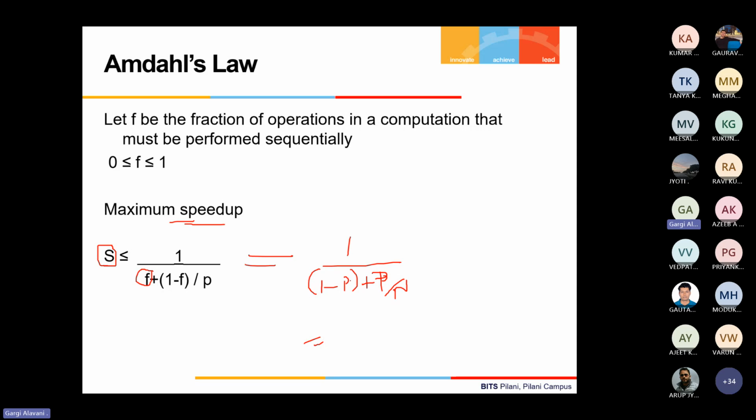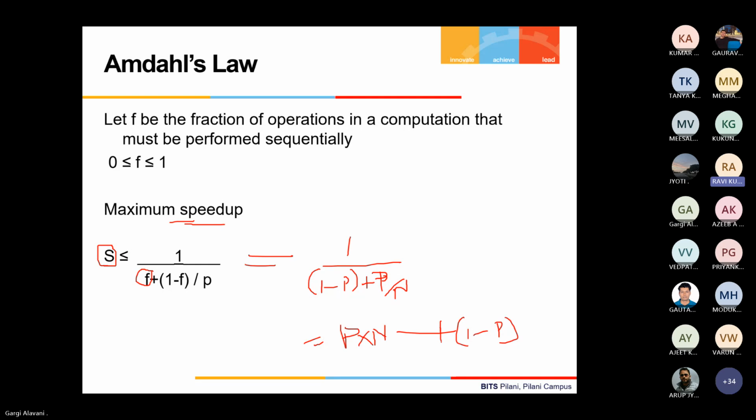And in Gustafson's law, it is P into N plus 1 minus P, right? So what is wrong you are saying here?